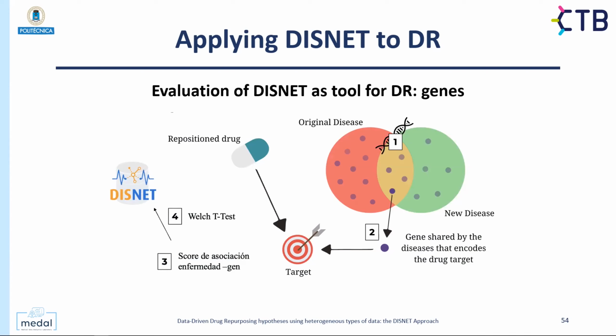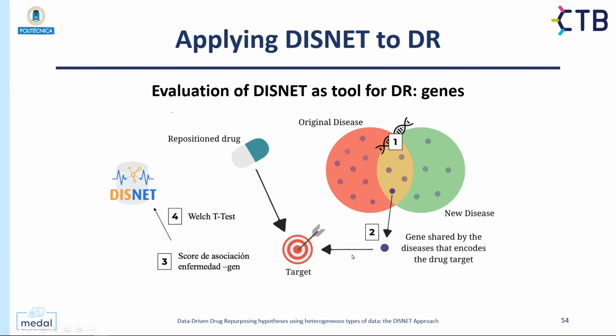And here is what we did. Once we have this data, from the original disease and the new disease of a given drug, we get all the elements that are in common in terms of genes. Basically we get the gene, in this case typically 1 gene, the gene that is shared by both diseases, and that this gene encodes the protein that is the target of the drug that we are aiming to study. So remember: drug, original disease, new disease. This is the repositioned drug, original disease, new disease. And what we are doing is trying to find the genes that are in common in these 2 diseases that codify the protein that is the target of this drug.